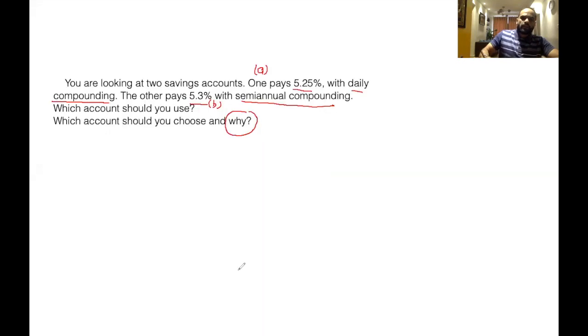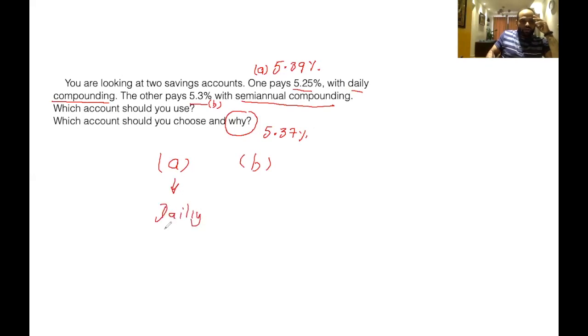So A is 5.39 and B is 5.37. It's easy to understand which investment to choose. Of course, we choose A because A compounds daily, all right? So A is going to compound 365 times.